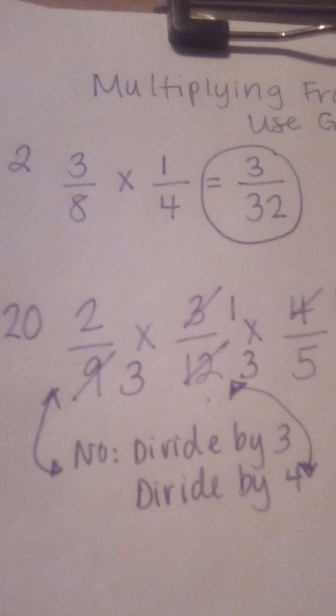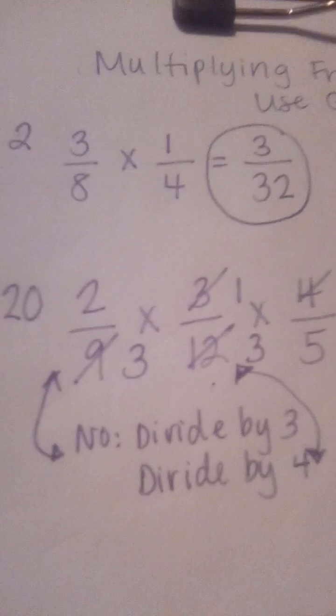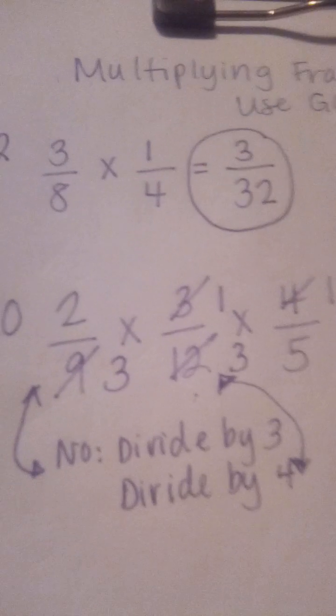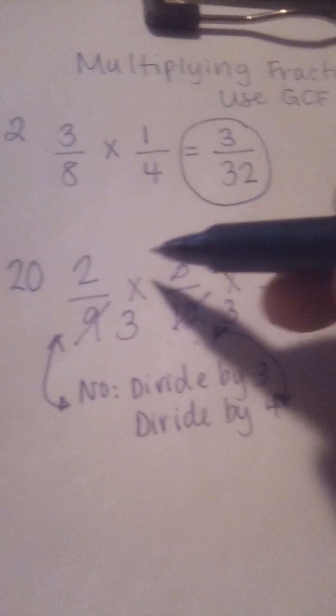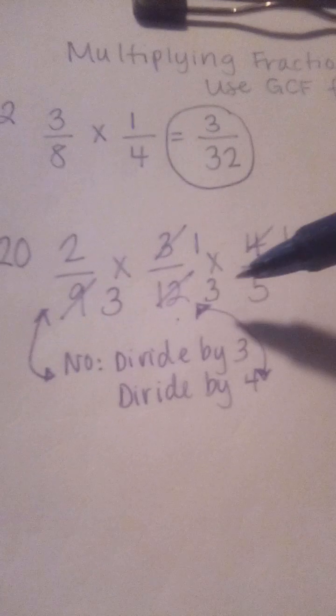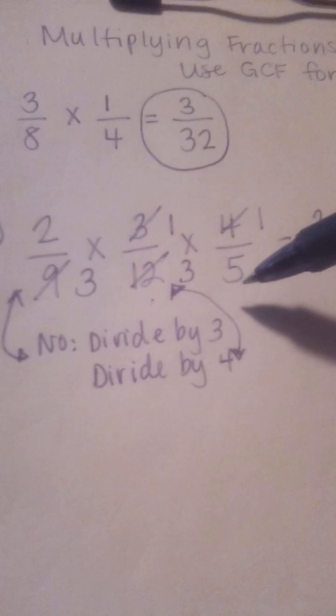Any more numbers we could further reduce? Give me a minute. No. No more numbers. Okay, let's do the numerators first. 2 times 1 and 1, that gives us 2 as a numerator. 3 times 3, that gives us 9. Times 5, that gives us 45 as our denominator.